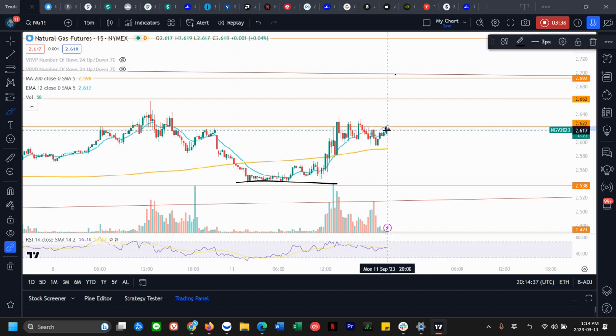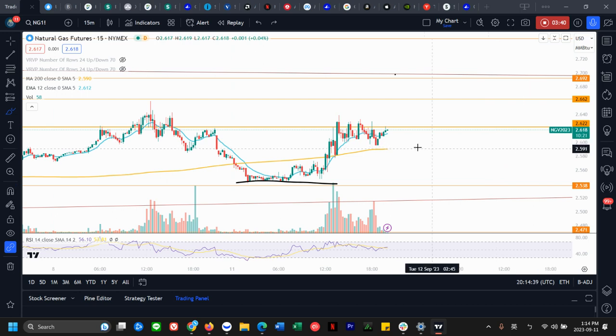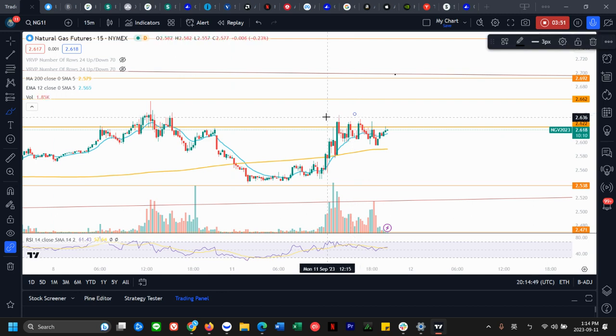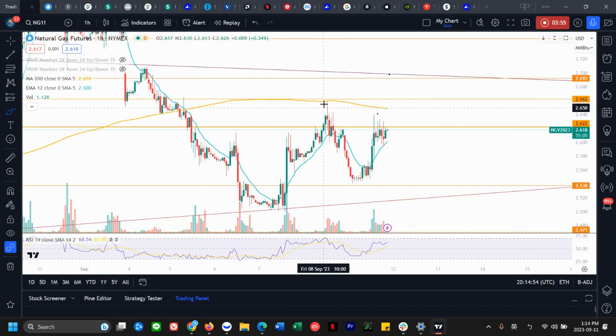Pretty much tested it again right at the end of the day, but we ran out of time. So very likely we'll be testing again tomorrow morning. So we'll see if that can break. If we break that, then we get to looking over here for that daily uptrend to confirm. So first level to break is this level, this quadruple top. And we'll be looking at Friday's high for that break.